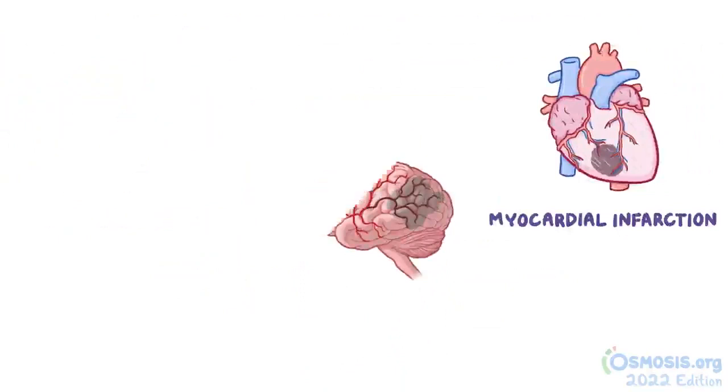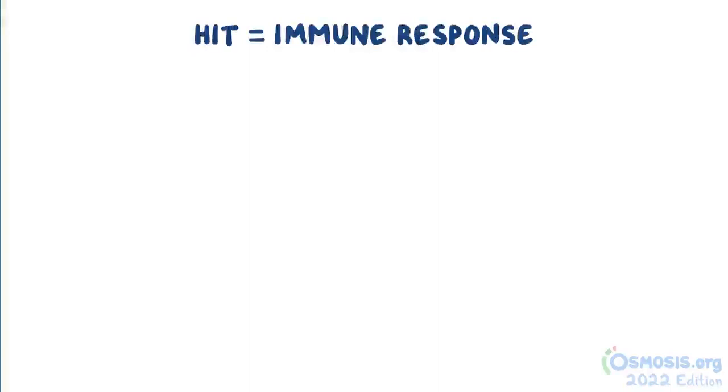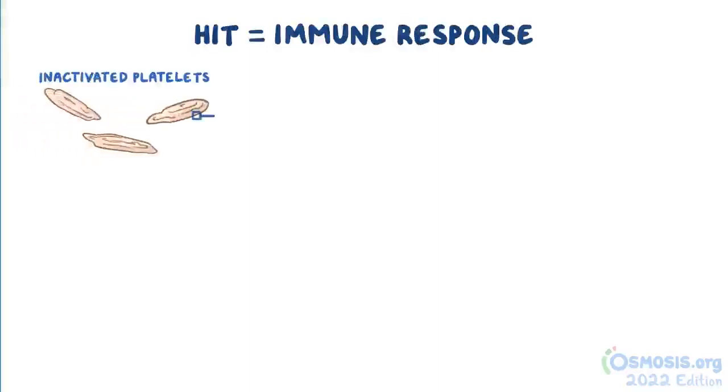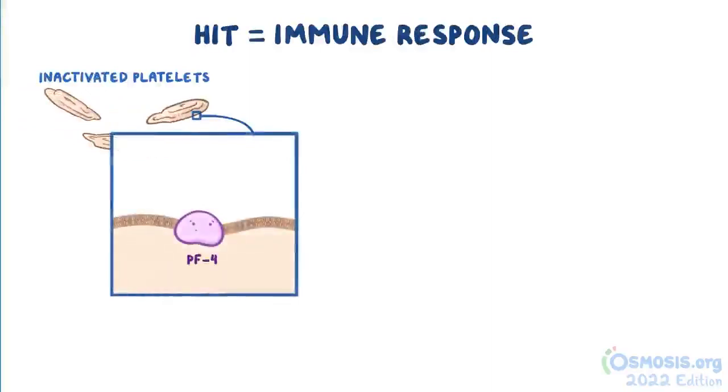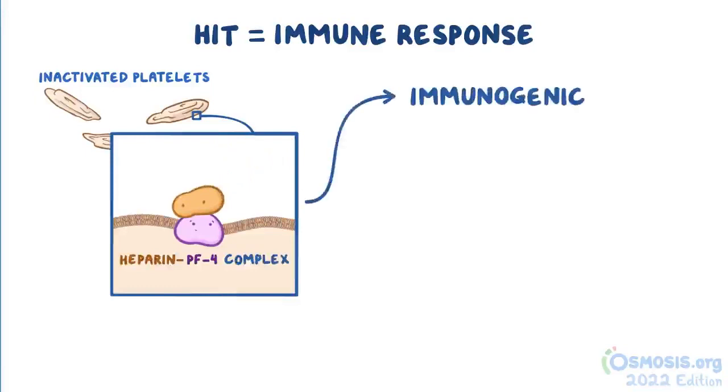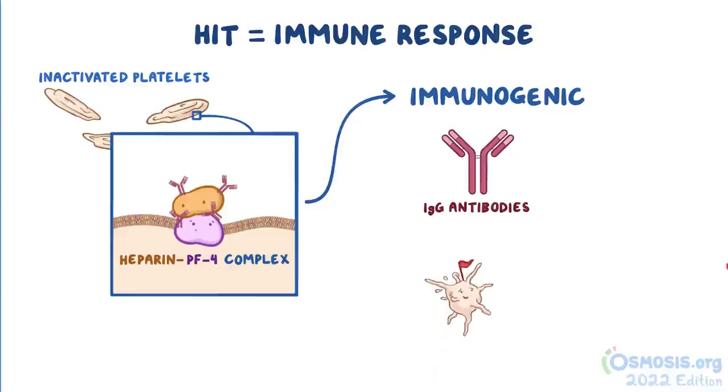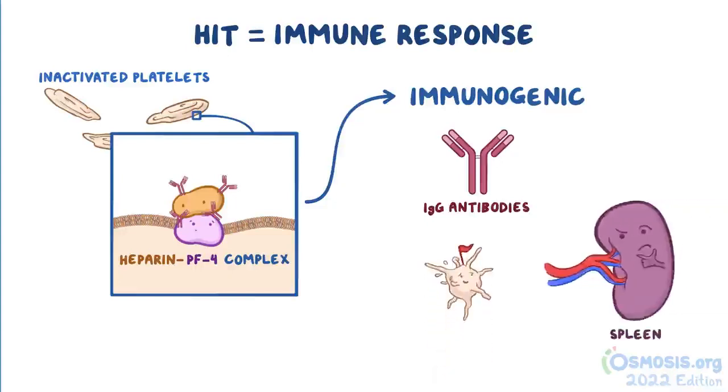Now, the main mechanism behind the development of HIT is actually an immune response, which starts when heparin binds to a protein on the surface of inactivated platelets called platelet factor 4, or PF4. Together, they form a complex called the heparin-PF4 complex. This complex is immunogenic in certain people, meaning they have circulating IgG antibodies that recognize the complex as foreign pathogens. So, these antibodies will bind to the heparin-PF4 complex and mark it for destruction within the spleen.